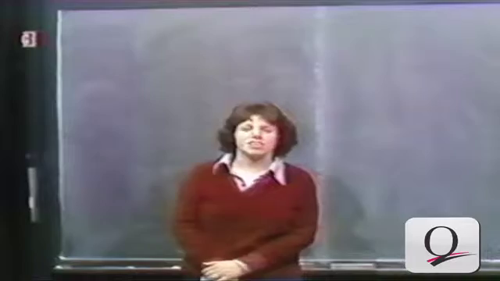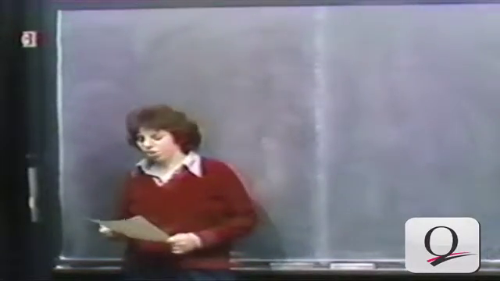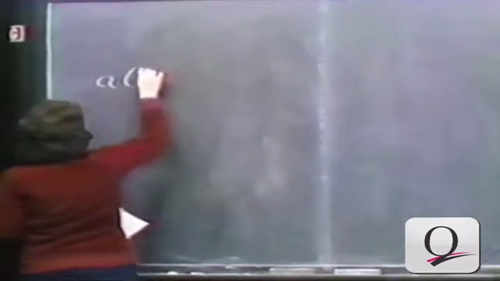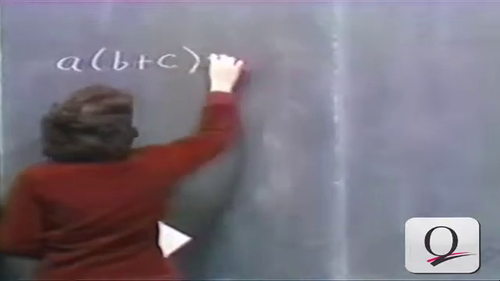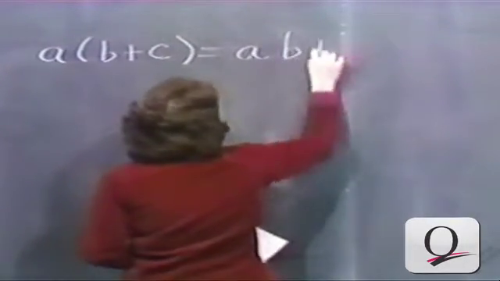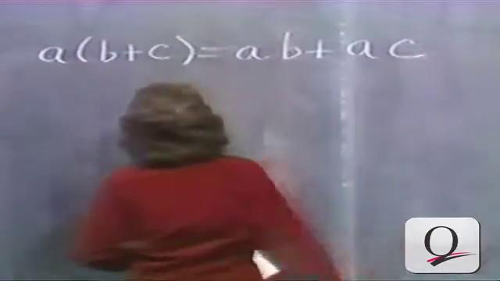This videotape discusses the idea of factoring polynomials. Our point of departure is once again the distributive law. You'll remember that A times (B plus C) is equal to AB plus AC. You've seen this many times.